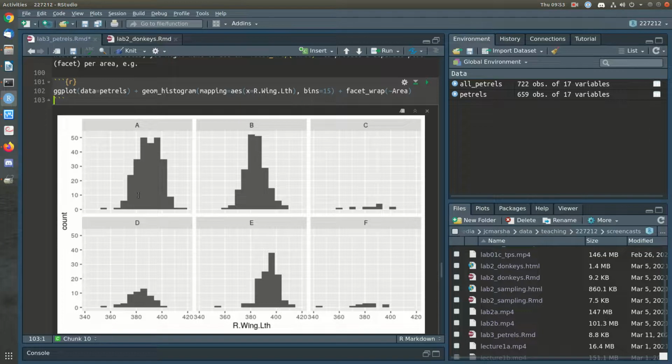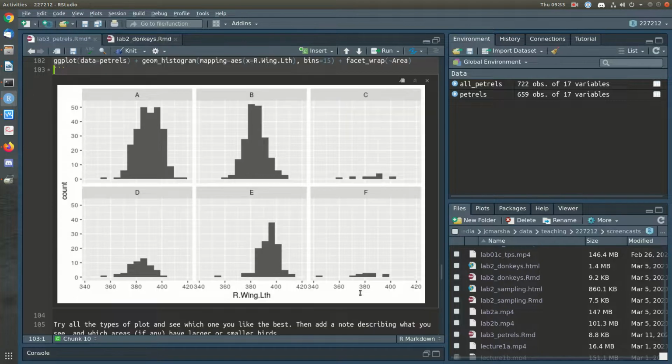but it's hard to compare, say, A and E here because we have to sort of refer back to the scale all the time. So you can see that A is centered maybe at about 390, E is centered maybe a little bit higher. So you can sort of infer that maybe E is the group that's shifted to the right the most. We can't say much about C and F because there's not many data points there. And maybe D is the one that's the smallest. Hard to tell, right? There's probably lots of overlap between A, B, and D. So that's histograms.